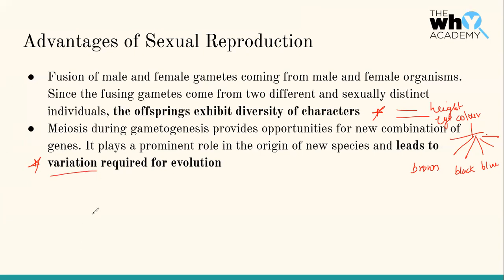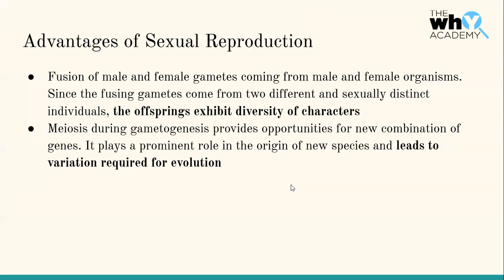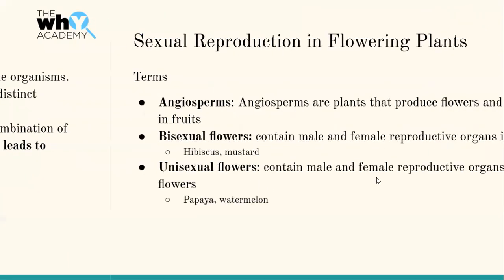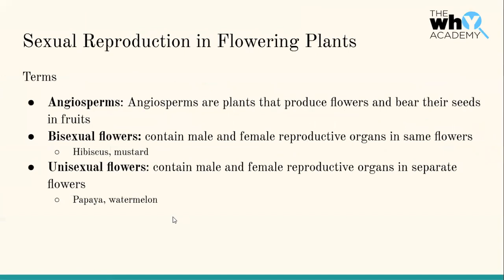The second example is variation. These are the advantages. Now we can go to flowering plants. Before we go to flowering plants, these are the 3 terms which you might come across repeatedly, so I just jotted them down here.